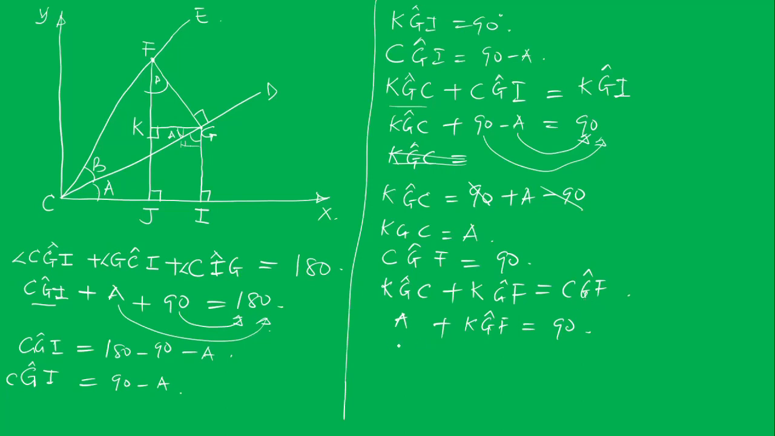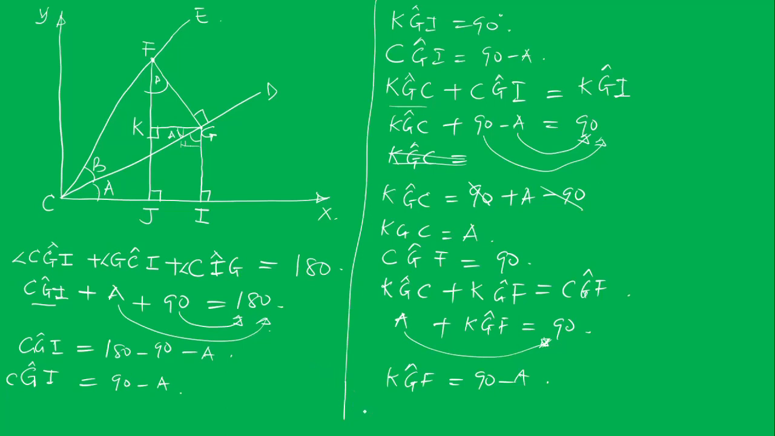CGF is 90. So if you move this A to this other side, you now have KGF equal to 90 minus A. Now, applying the geometric law, where you say the sum of angles of a triangle is 90. It's not 90, it's 180.